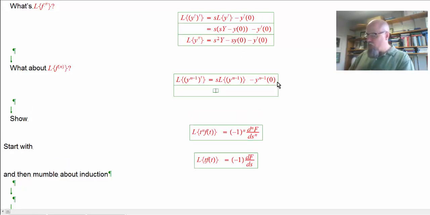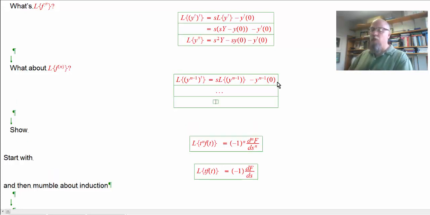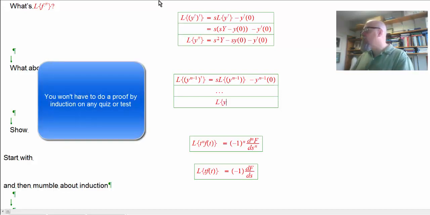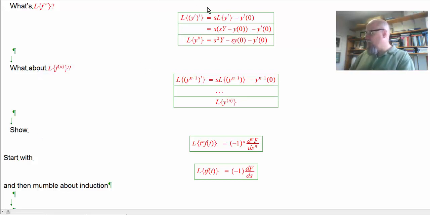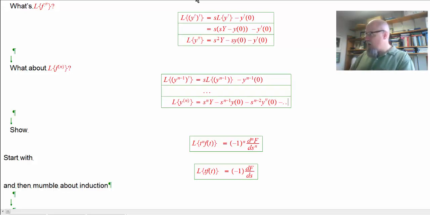If we do a proof by induction with this, we'll end up getting the Laplace of the nth derivative of a function is equal to s to the n times the Laplace of that, minus s to the n minus 1 times y naught, minus s to the n minus 2 times y prime naught, minus and so on.